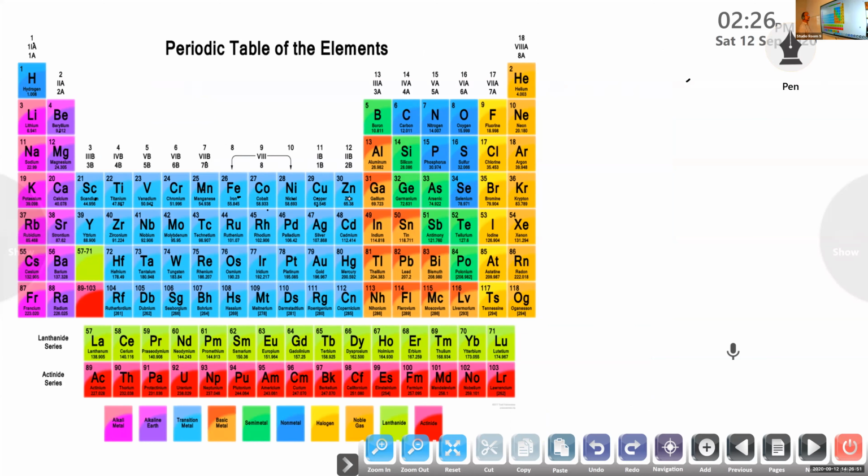And these 18 vertical columns are known as 18 groups. Sometimes they are known as families also. 18 groups or 18 families. Now we are going to divide the periodic table into 4 blocks of elements.